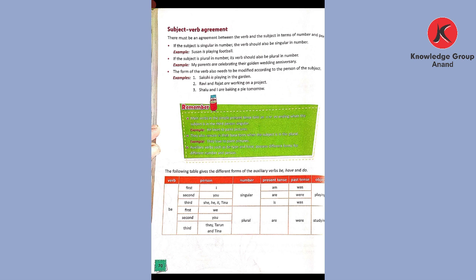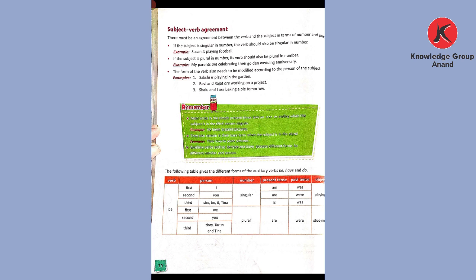If the subject is singular, I mean only one person or thing we are talking about, then the verb also should be singular. Here it is: Sushan is playing football. Now Sushan is one person, a singular person, so the verb also is singular, and that is is. If the subject is in plural number, its verb should also be plural.